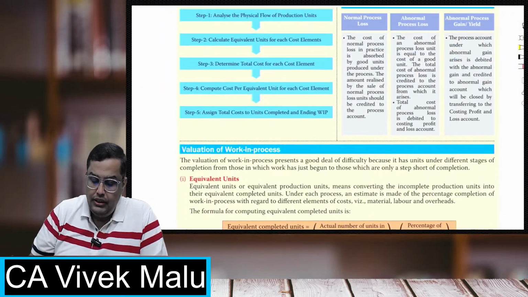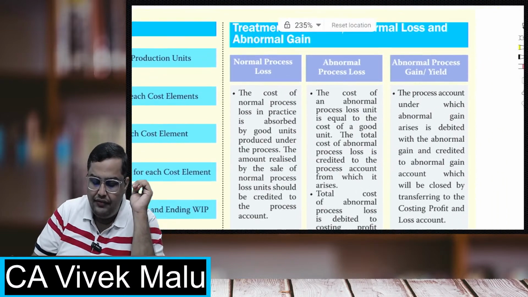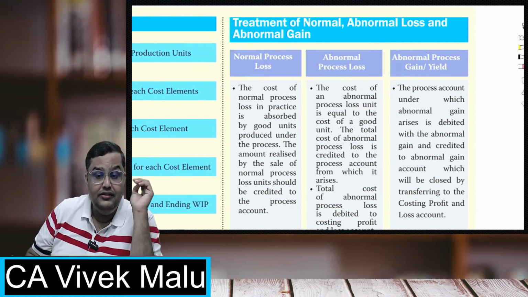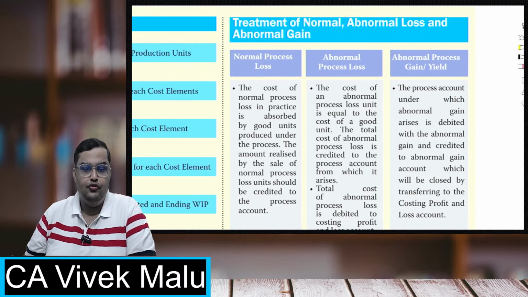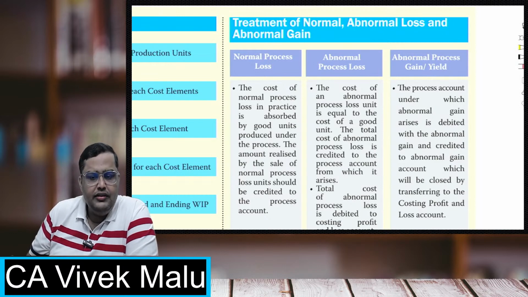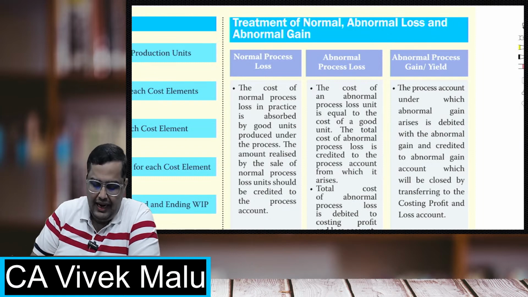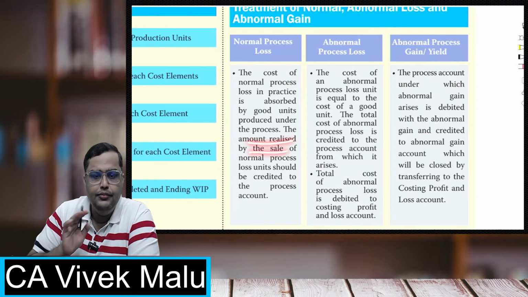Now in this process costing, there are some concepts of normal loss, abnormal loss, and abnormal gains also, right? So these are the concepts over here. Normal loss is something which is already expected, which you knew is going to happen. It may or may not have some scrap value.